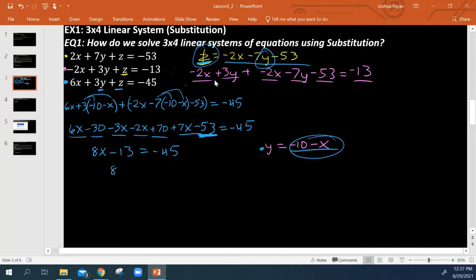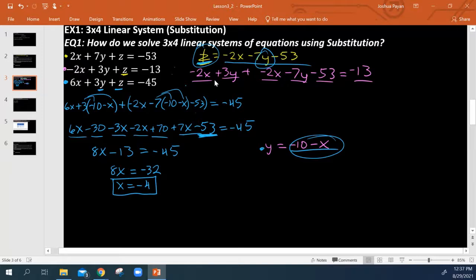So I have 8x is equal to, well, I'm going to add 13 to both sides. So that would put me at negative 32. Then I'm going to divide by 8 on both sides. I get x equals negative 4. So finally I've got it. And you can see, if you don't have to, substitution is not the way to go, man. Not the way to go. Anyway, so x is equal to negative 4.